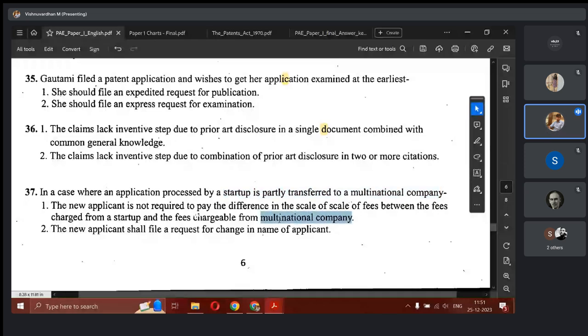This is not true because all MNCs will use this clause to cheat the patent office. They'll file it with the startup and then they'll claim it. Now they're eligible for expedited examination. They pay lesser fee, all the benefits. So no, the answer is no. They'll have to pay the difference.